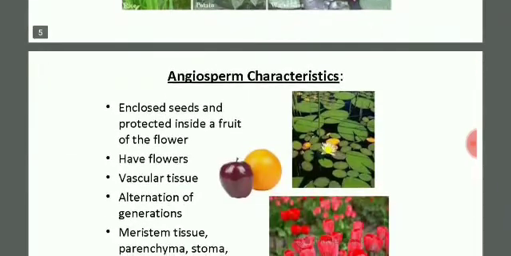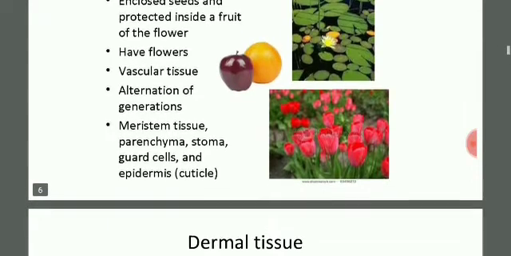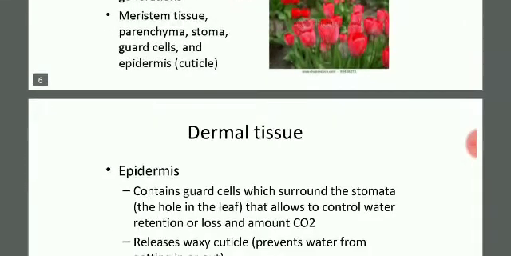Some characteristics of angiosperms. First, as we said, it is enclosed seeds and protected inside the fruit of the flower, and they have flowers, of course, have vascular tissue, alternation of generations, meristem tissue, parenchyma, stomata, guard cells, and epidermis. What is dermal tissue?